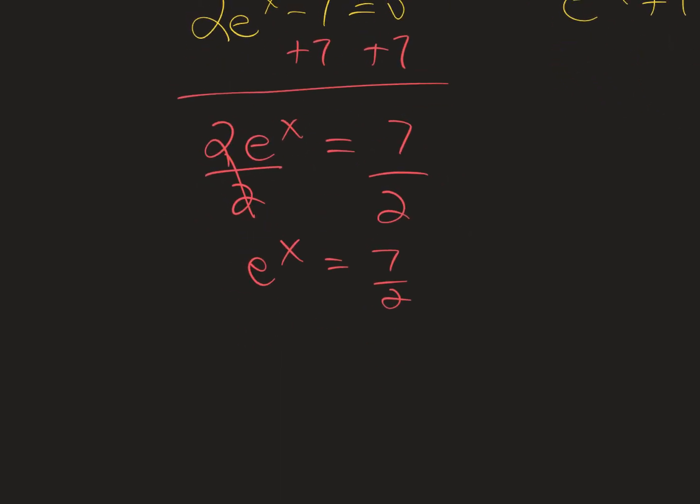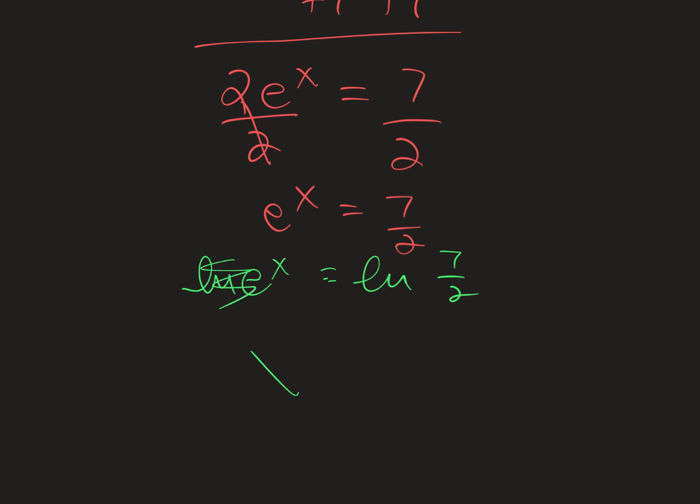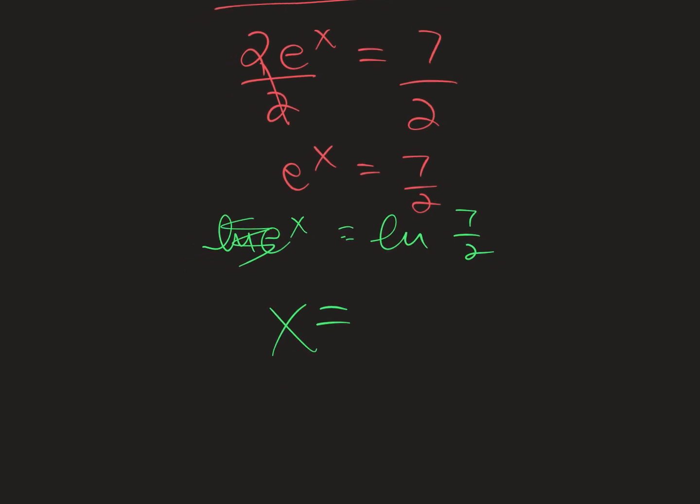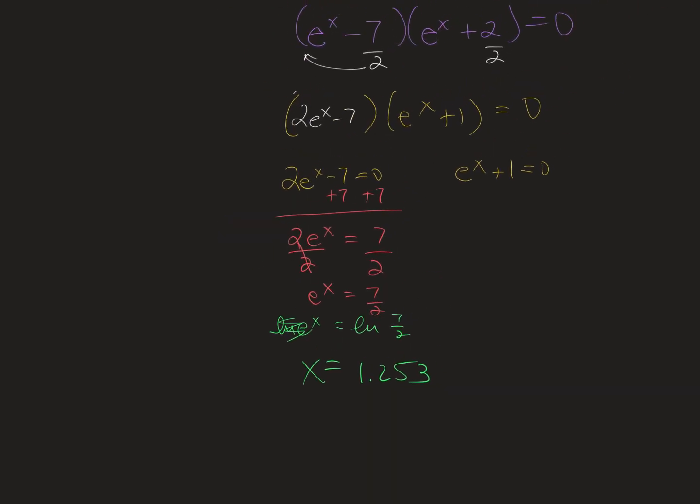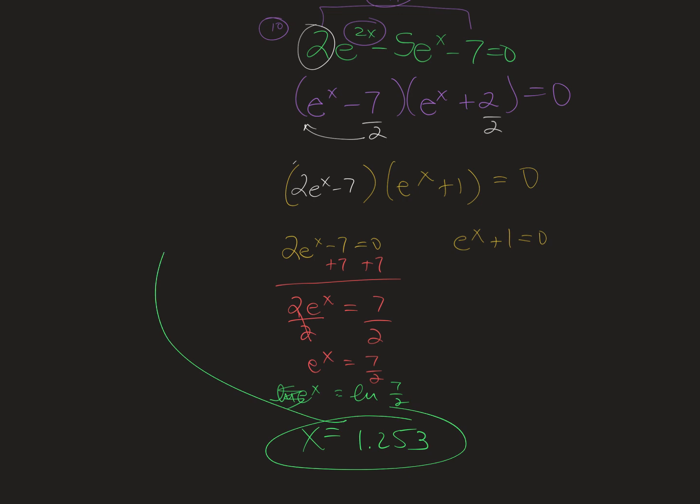All right, guys, now that my e to the x is by itself, I have to undo that. I have to get x, not e to the x. So what's the opposite of e to the x? The ln. So if I take the ln, or natural log, on the other side, on the left-hand side here my e to the ln cancels. So I have x equals the natural log of 7 over 2 in your calculator. So natural log of 7 divided by 2, and you guys get 1.253. So we can plug that right back into our original equation and check your answer.